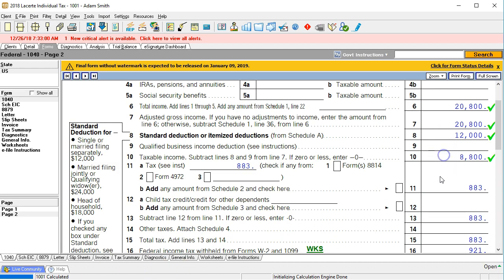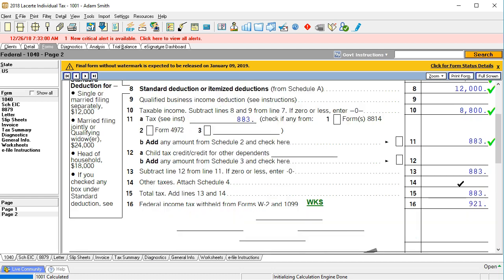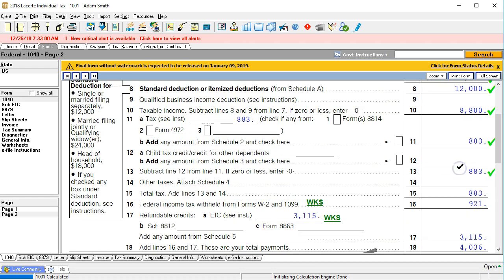Then we have the taxable income, that being the $20,800 minus the $12,000, giving us the $8,800. Then we have the tax calculation. Note the tax calculation is something that we often rely on the software to do because it is a progressive tax. So we often rely on the tax software to calculate that progressive tax. So we have our tax here, subtotal on line 13. We're going to have the subtotal again on line 15. That's going to be our total tax.